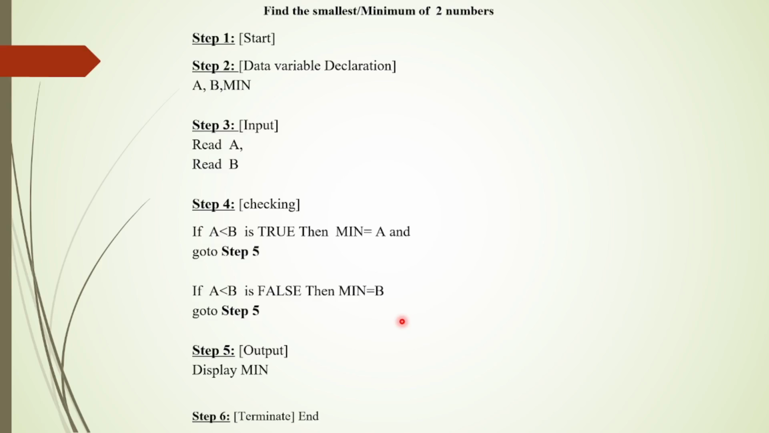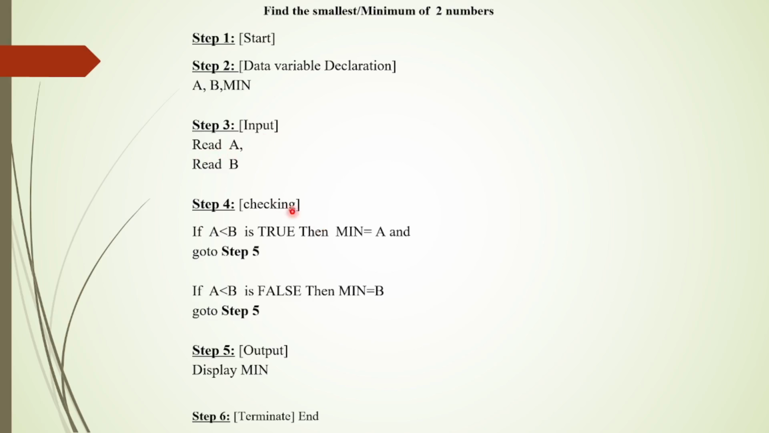Now we have the second one, that is to find the smallest or the minimum of two numbers. Here, if you see, my algorithm starts, and in order to find the minimum, again I need two numbers. I have named them A and B, and to say which is minimum, I have used one extra variable, min. Once I decide to find the minimum of two numbers, the next step is to accept two numbers. That's why we have reading A and B.